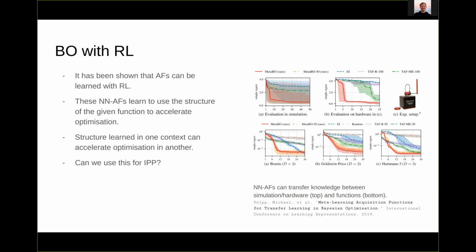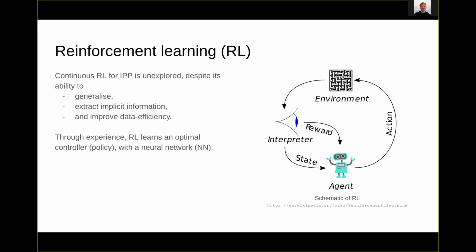This motivates our hypothesis that if we can learn informative path planning behaviors in one environment, then we could use that prior conditioning to plan informative paths in another less accessible environment. Notwithstanding this connection to Bayesian optimization, continuous reinforcement learning has been unexplored in informative path planning literature, despite its ability to generalize, extract implicit information, and improve data efficiency.